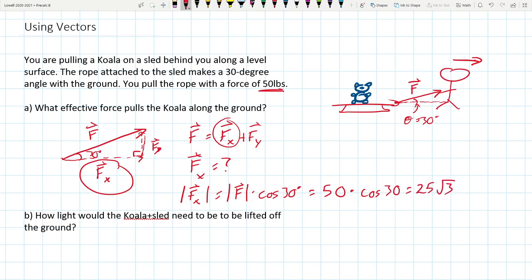If I want to actually evaluate this, because it often helps to have an actual value, 25 times the square root of 3 is 43.3, which, by the way, should be a check. It should be less than 50, because all 50 pounds of force is not going in this direction, so only part of it is going horizontally. Again, the vector requires a direction as well, and we can just say 43.3 pounds to the right.